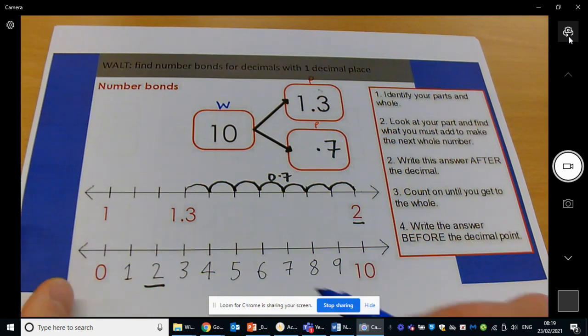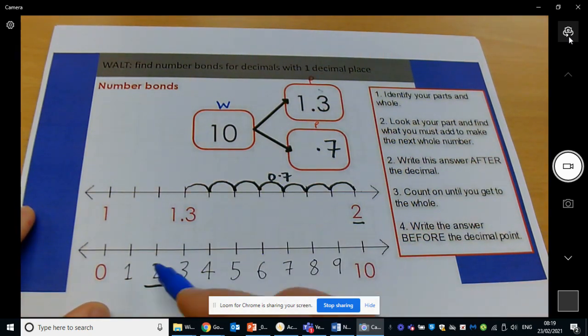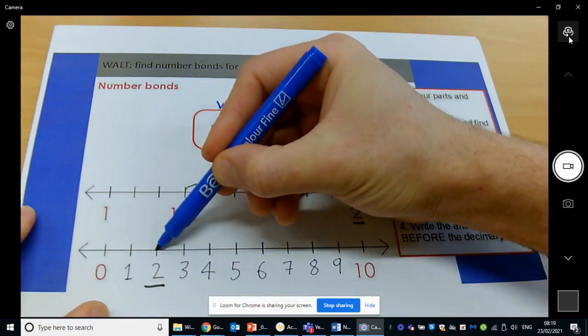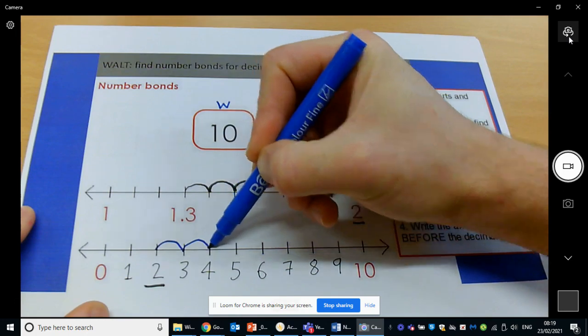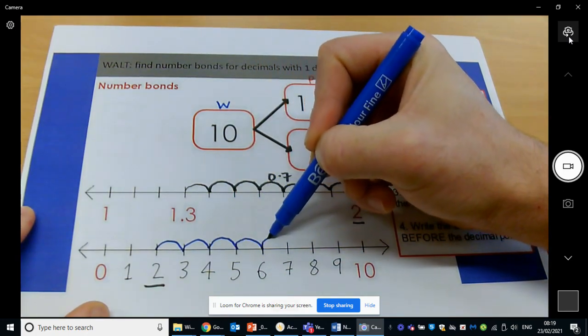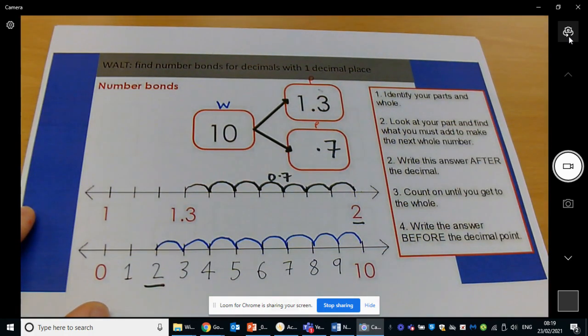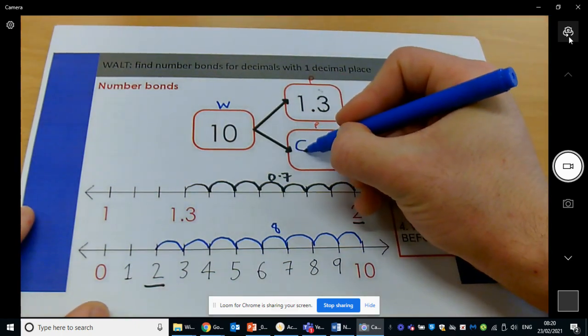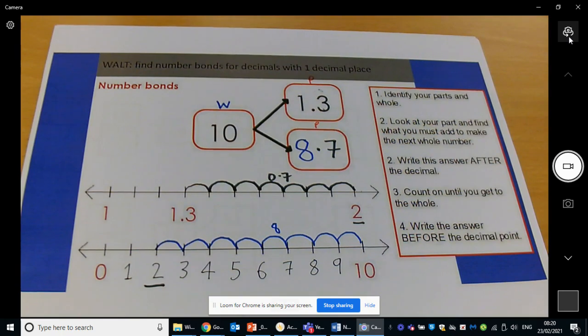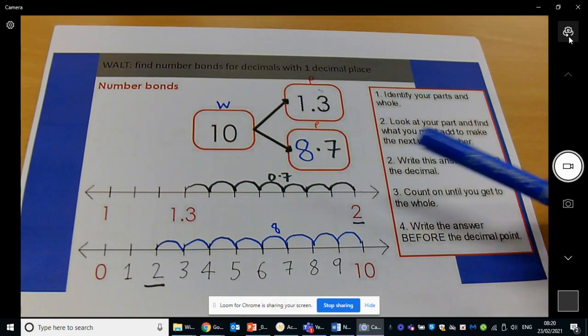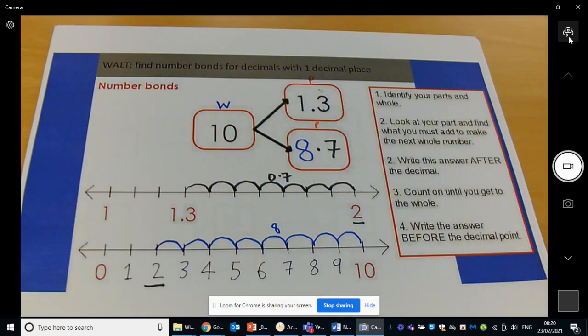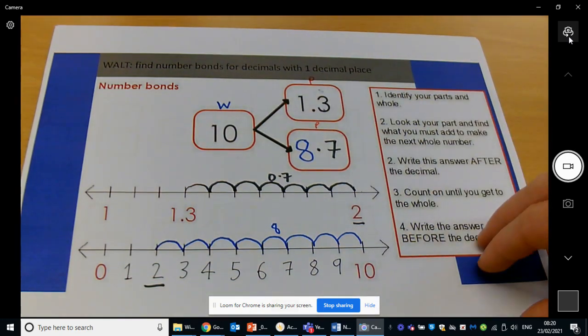Right, let's see how you did. So hopefully you realize that the whole is 10. We're on 2. We need to count forward to see how many gets us to 10. So 1, 2, 3, 4, 5, 6, 7, 8. And where does that number go? Write the answer before the decimal point. So then the answer is 8.7. So 8.7 plus 1.3 makes the whole, which is 10.